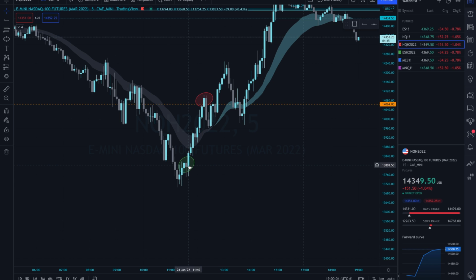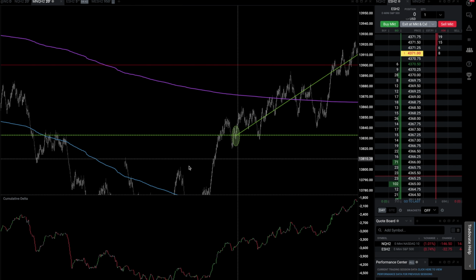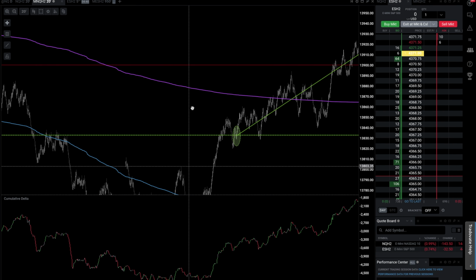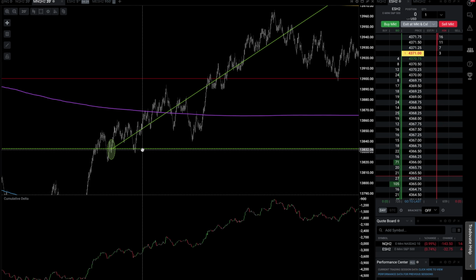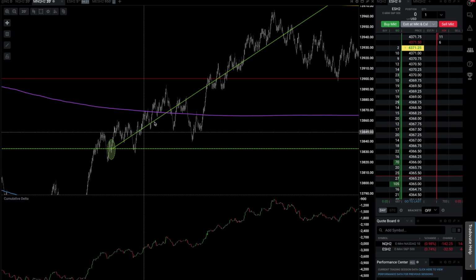So I got in at 13,833.25, and you can see it on my actual broker's platform. So this is where I got in by this green dotted line. This is 13,833.25, and I just let that trade run.